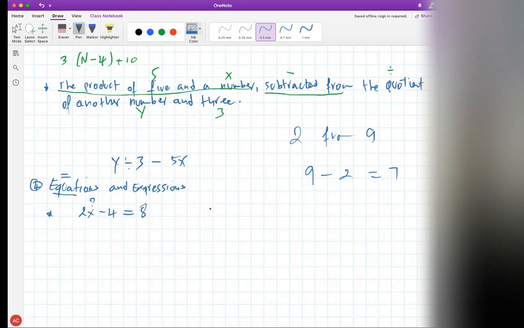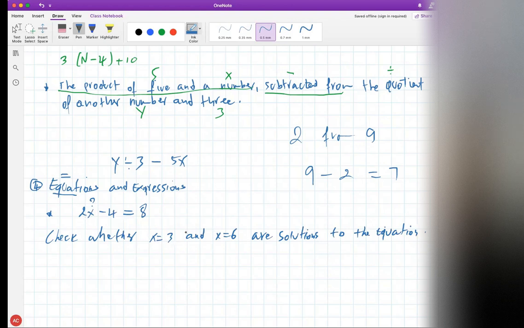Let's check whether x equals 3 and x equals 6 are solutions to the equation. Okay, we're just going to check. Again, no need to solve for it. They may or may not be solutions. It doesn't matter. We just need to check them and see.